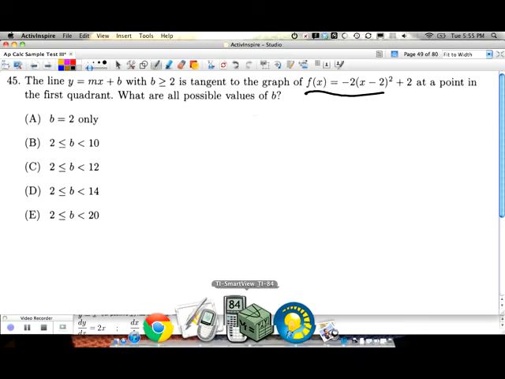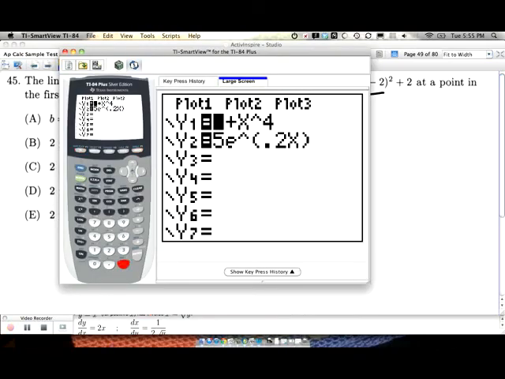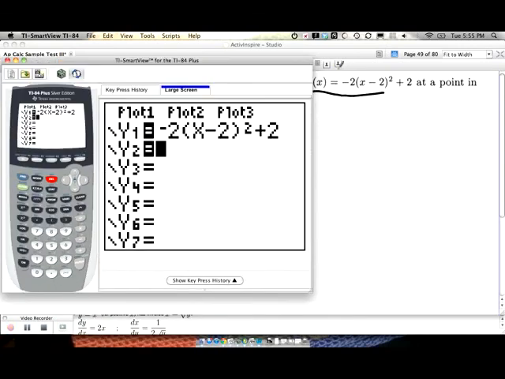So when we graph that in the first quadrant, we got negative 2 times x minus 2. We're going to square that. And we're going to add 2 to it. Delete that. I'm going to graph it.